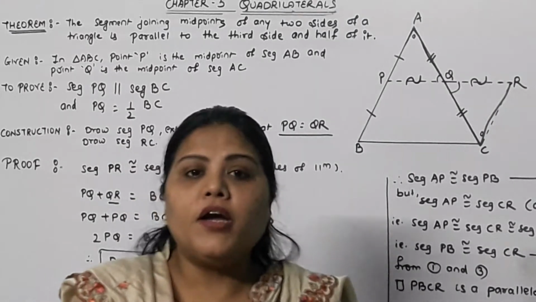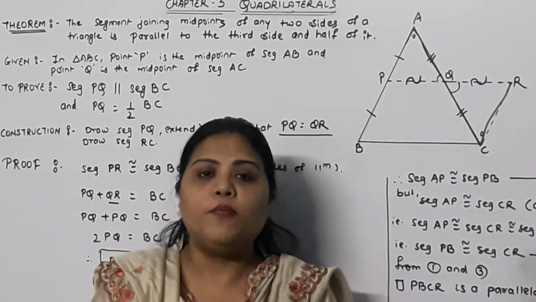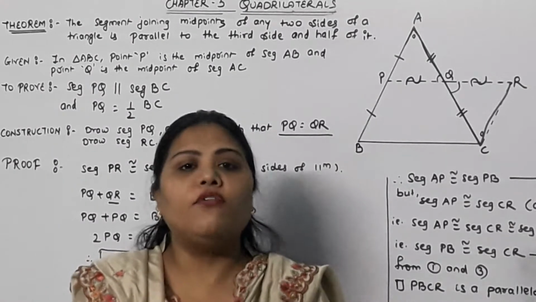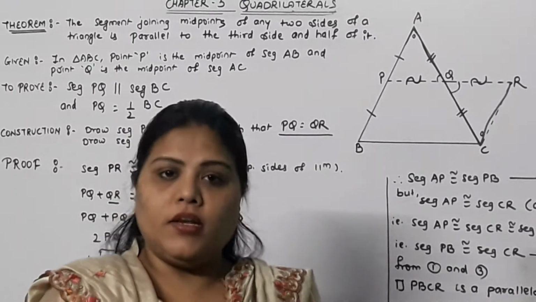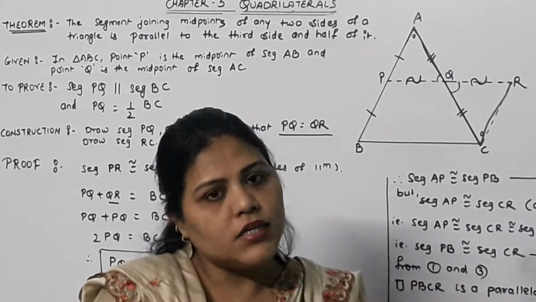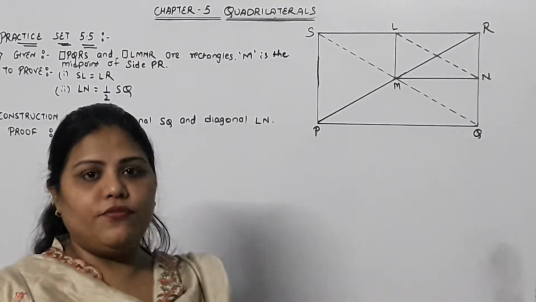Now in this part we are going to start with our last exercise, the last practice set 5.5, in which we have four sums. First and third we will see in the interactive part and then we will directly start with the second sum. So let's see the second sum of practice set 5.5.